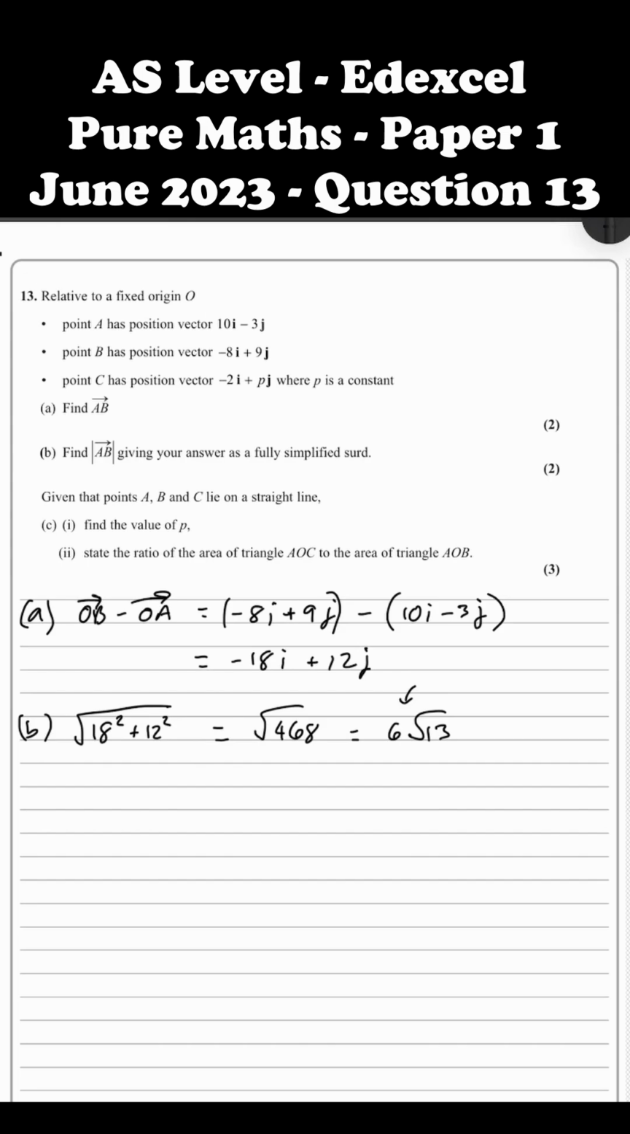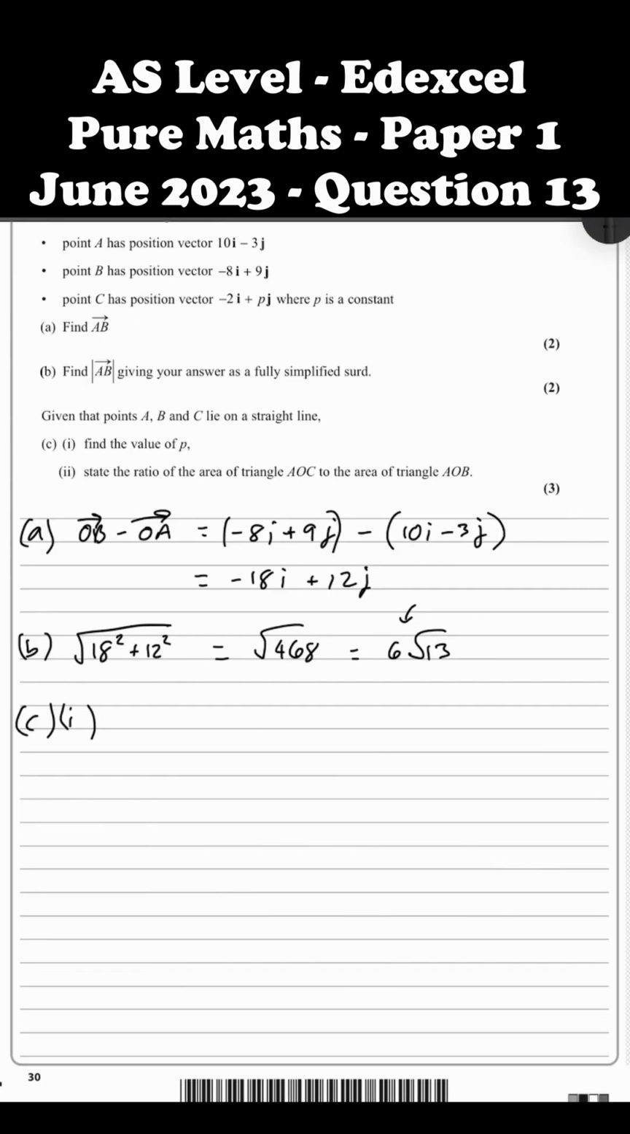Given that points A, B, and C lie on a straight line, part C(i), find the value of p. So the way I would do this is I would consider the gradient. As all three of these points are on a straight line, the gradient is going to be the same if I looked at AB or if I looked at AC. So I'm going to look at what we would normally do as dy dx to work out your gradient. It's going to be dj di for the purposes of this. So dj di for AB, we've already worked it out earlier, so let's just put it into this.